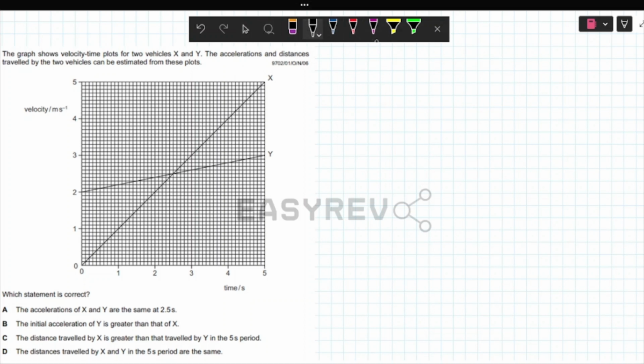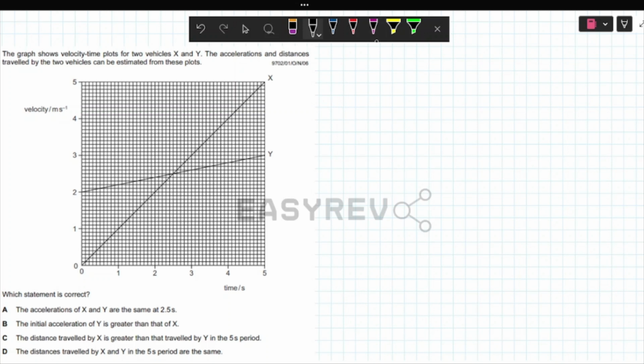Alright, so let's attempt this practice question. Here the graph shows velocity-time plots for two vehicles, x and y. The accelerations and distances traveled by the two vehicles can be estimated from these plots. So we have two graph lines here. Now we have a few options and we have to pick which statement is correct.